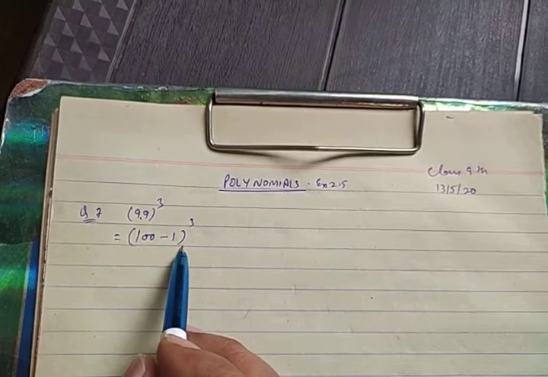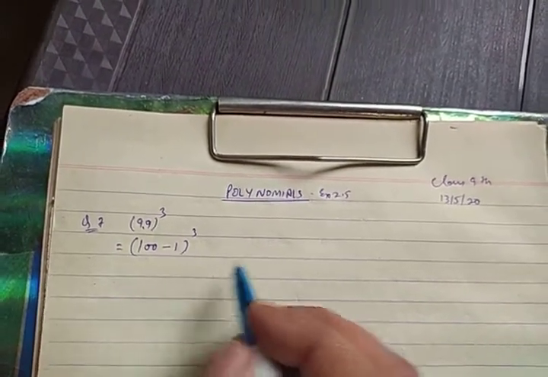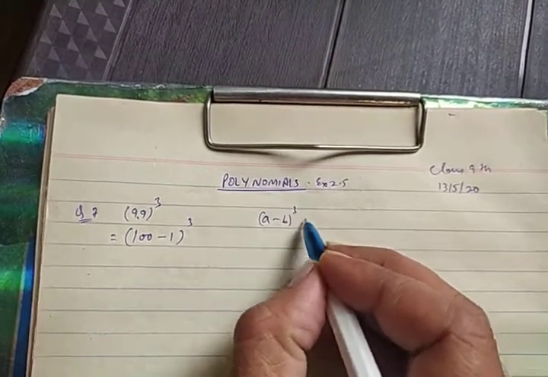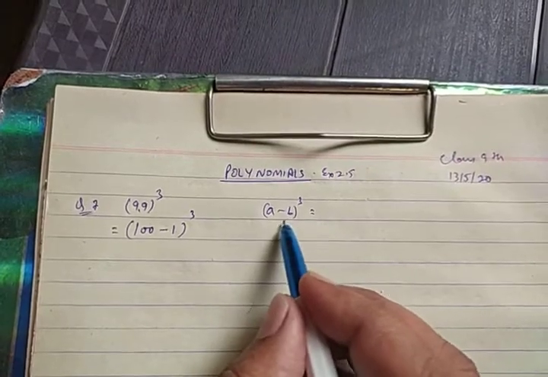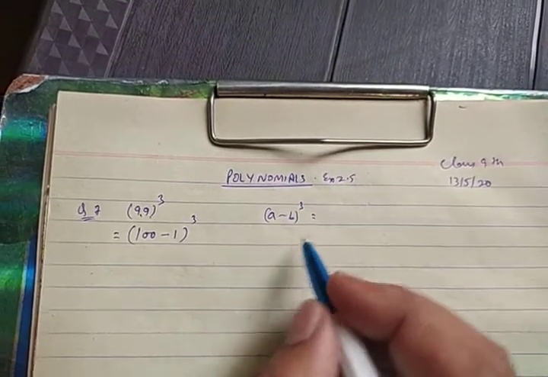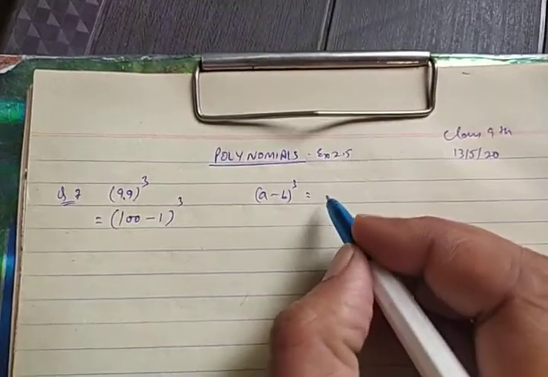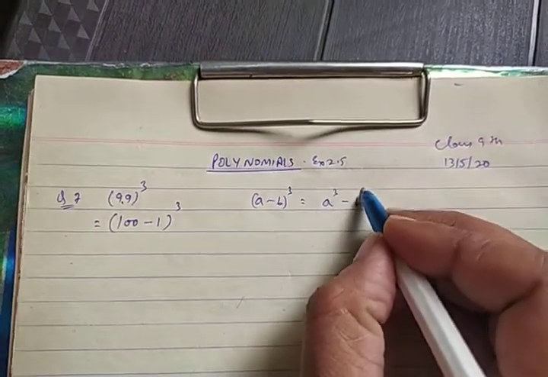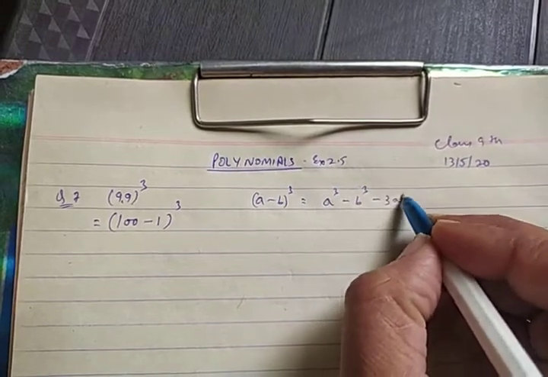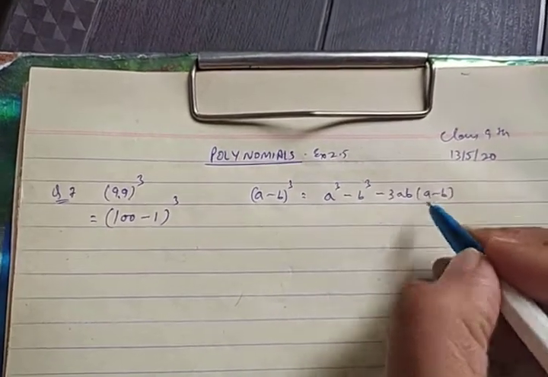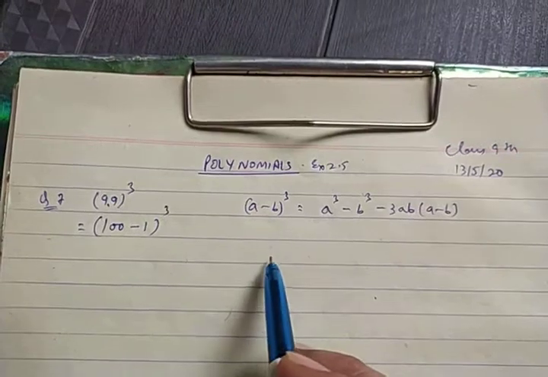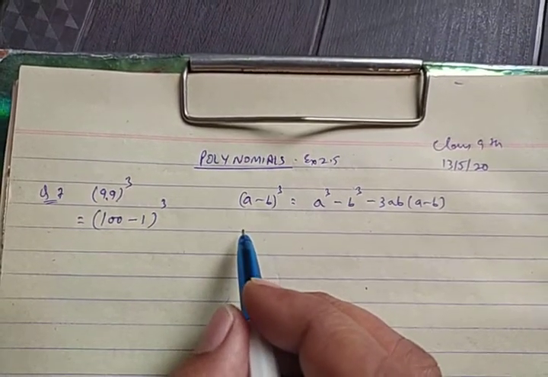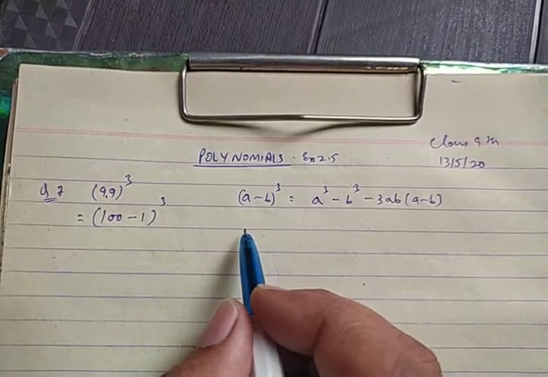But now what format is looking to you? This format is looking a minus b whole to the power 3, and you are having a formula for this expression. The identity is, what was the identity? Just you recall it, a cube minus b cube minus 3ab(a minus b). You can recall all the identities from the previous lecture, or rather you would have noted that.